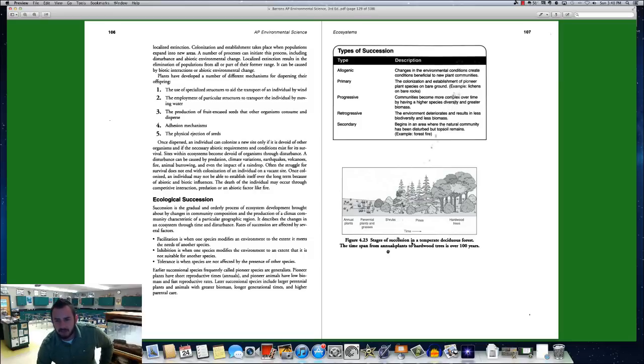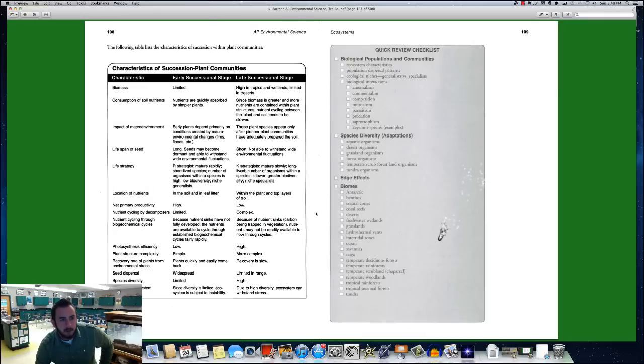And so these are the stages of succession of a temperate deciduous forest, going from annual plants all the way through that progressiveness to the climax community of the hardwood trees. The following table lists the characteristics of succession within plant communities, looking at early successional stages and late successional stages. I don't feel like going through all of these, but this is a nice diagram that shows what the characteristics are, and whether they are present in early successional stages or in late successional stages.